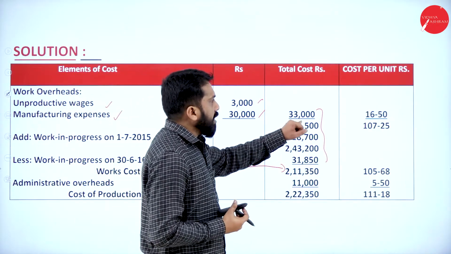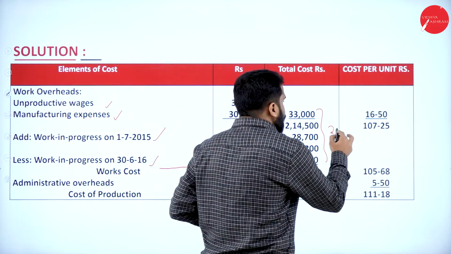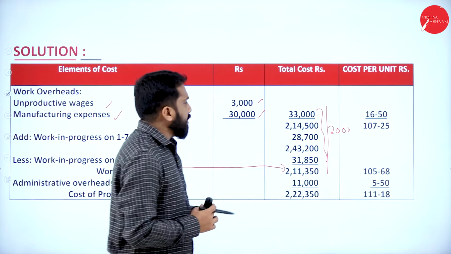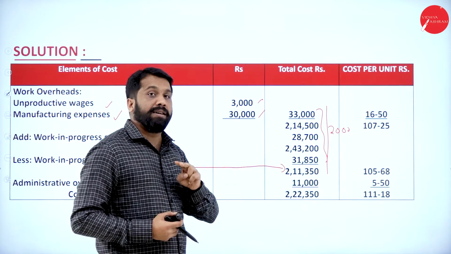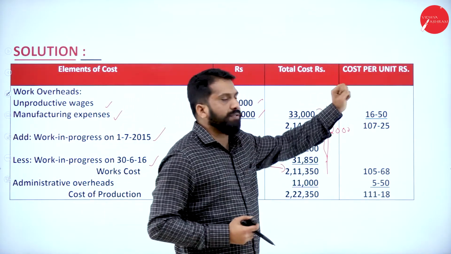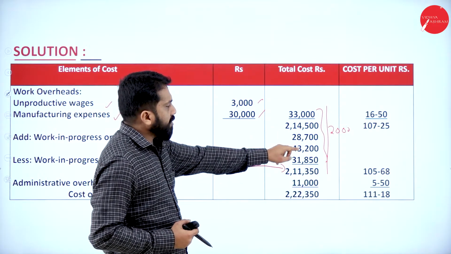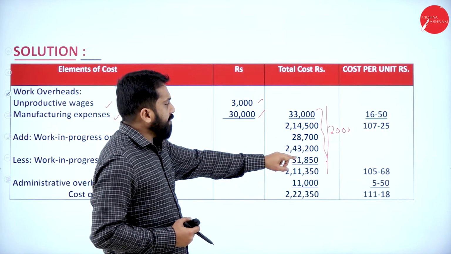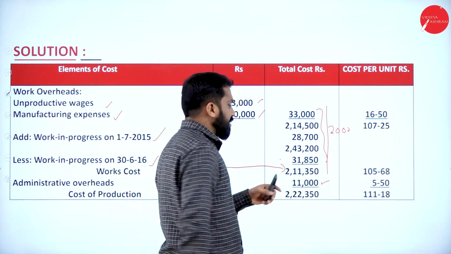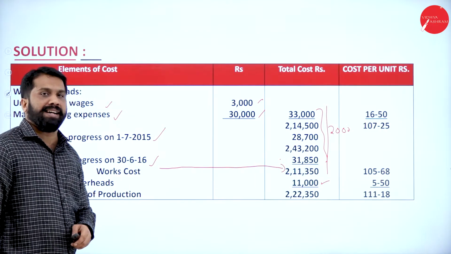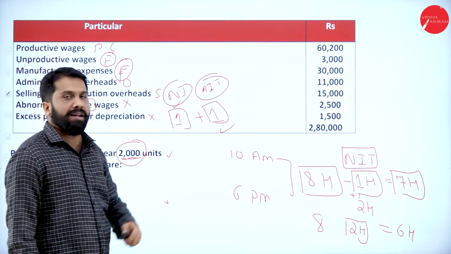Now, what is your last column or final column? Simple. 33,000 divided by 2,000. Everything divided by 2,000. Remember, everything like 2,14,500 divided by 2,000. Why is it 2,000? Your number of units are 2,000. You are supposed to mention your number of units are 2,000. Similarly, 28,700 divided by 2,000, 2,43,200 divided by 2,000, 31,850 divided by 2,000. Your final answer 11,000. 11,000 is what? Office and administration. I'll go back.